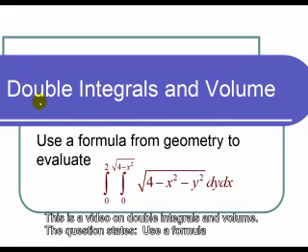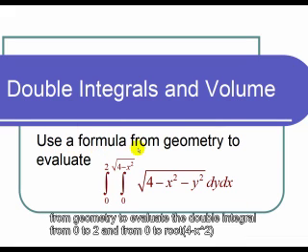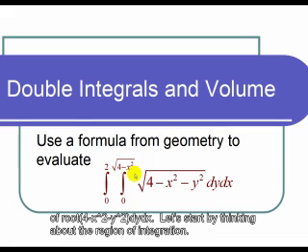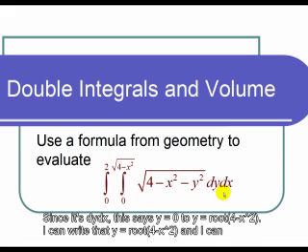This is a video on double integrals and volume. The question states, use a formula from geometry to evaluate the double integral from 0 to 2 and from 0 to the square root of 4 minus x squared of the square root of 4 minus x squared minus y squared dy dx. So let's start by thinking about the region of integration.